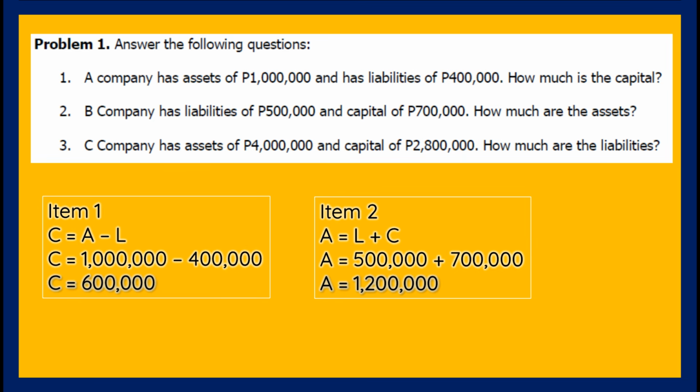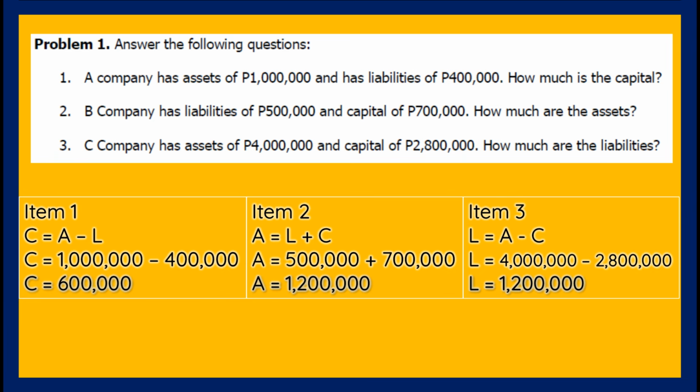And then number 3, C company has assets of 4 million and capital of 2,800,000. Magkano kaya ang utang? So we will be using L is equals to A minus C. So assets of 4 million minus capital of 2,800,000. The liabilities is 1,200,000. Paano natin i-interpret yan? Lahat ng resources na pwede mong gamitin, 4 million. Kaso ang ma-enjoy lang talaga ng owners dyan, 2,800,000. So, magkano kaya yung mapupunta sa creditors? Magkano yung utang nila? Eh, di pag minus mo lang, 1,200,000.